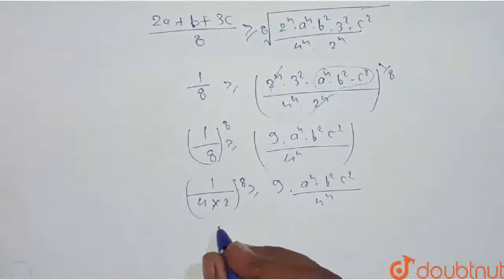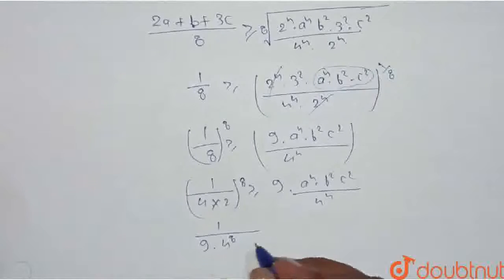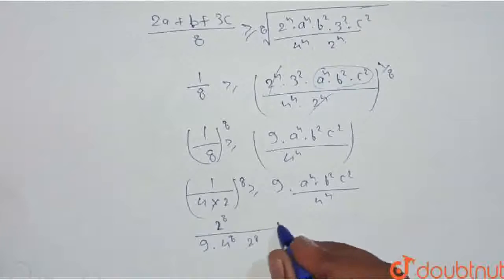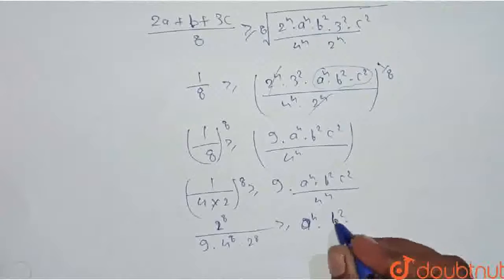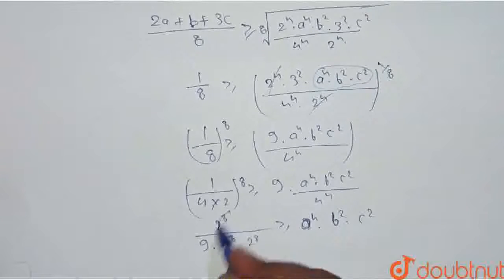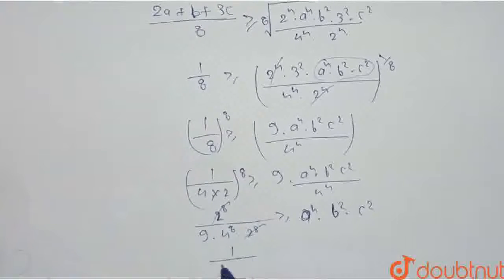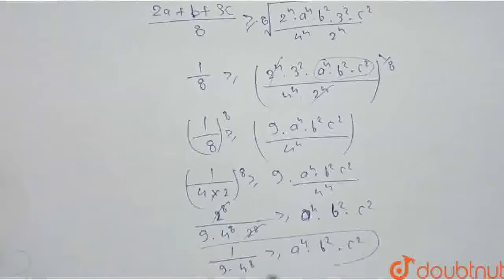So if we simplify this again, we can write 9 into 4 raised to the power 8 into 2 raised to the power 8. This 4 raised to the power 4, we can also write 2 raised to the power 8 is greater than or equal to 9, sorry, a raised to the power 4 into b square into c square. From here we can see this will be cancelled out. So the greatest value of this, we get 9 into 4 raised to the power 8 is greater than or equal to a raised to the power 4 b square c square. So this is the greatest value for this. So according to this, option D is the correct choice, which is given in option 4.